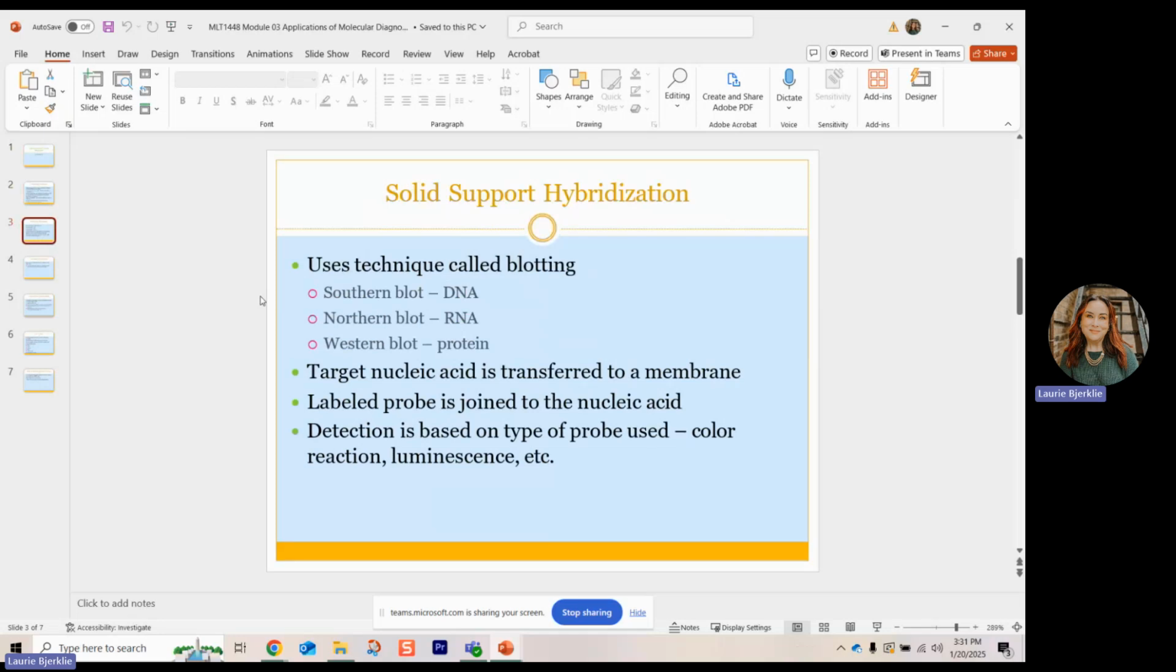Solid support hybridization was something we called blotting. They had a southern blot, northern blot, western blot. It depends on what they were looking for. They were either looking for DNA in the southern blot, they were looking for RNA in the sample in the northern blot, or in the western blot, they were looking for protein.